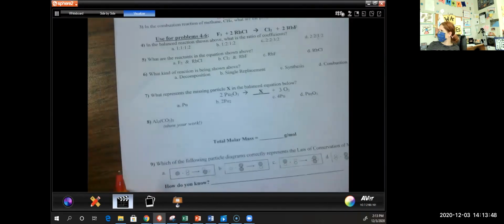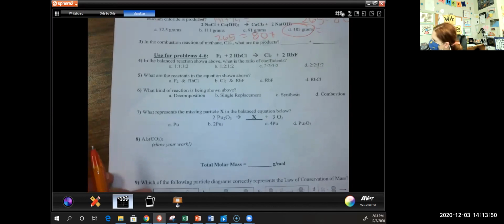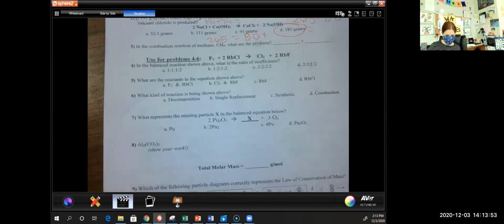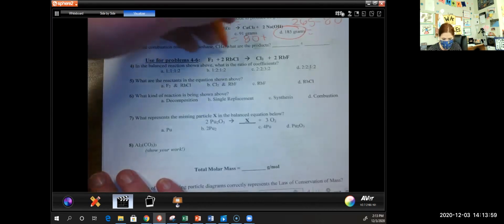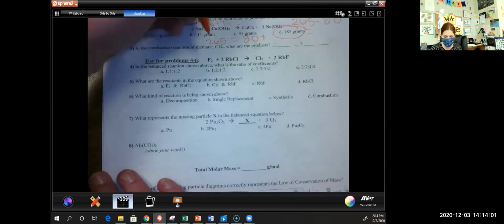I will do number 4, and then I'm gonna have y'all take a minute and work a few on your own. It says in the balanced reaction shown above, what is the ratio of coefficients? So all you have to do on number 4 is balance it, and then whatever the big numbers are, once it's balanced.